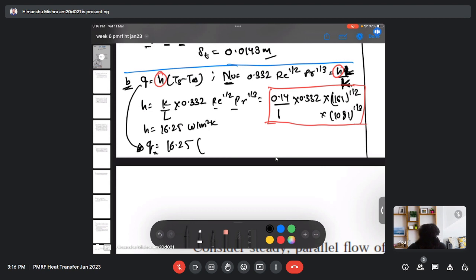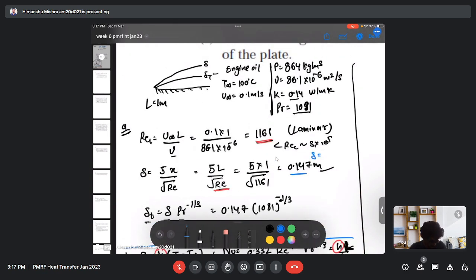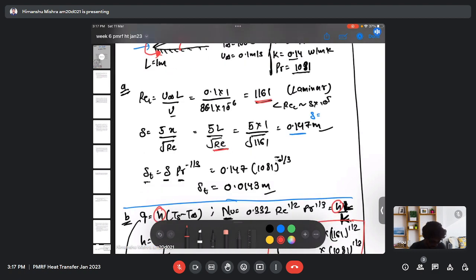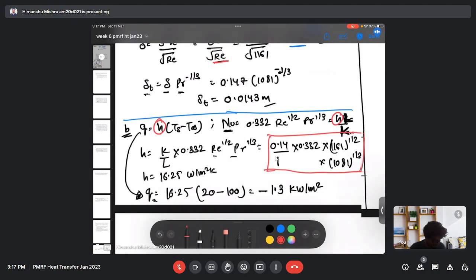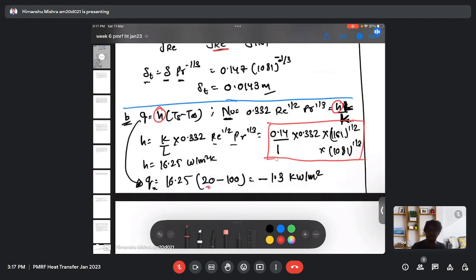So my surface temperature is 20 degrees Celsius and my free stream temperature is 100 degrees Celsius. So my heat flux will be around 1.3 kilowatt per meter square. This minus sign indicates that there will be a heat transfer from fluid. So this is my fluid, so there will be heat transfer from fluid to the plate. And a positive sign indicates heat transfer from plate to fluid. Because the fluid temperature is higher, 100 degrees Celsius, and the plate temperature is just 20 degrees Celsius, there will be a heat transfer from fluid to plate, which is indicated by this minus sign.